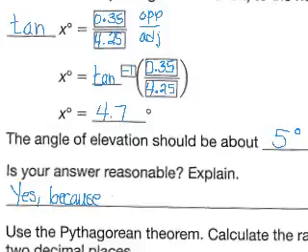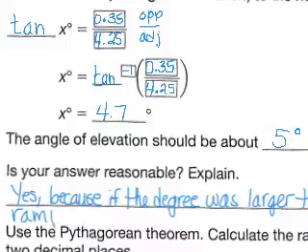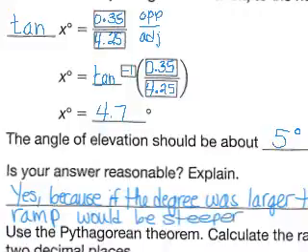Because if the degree was larger, let's put it this way, the ramp would be steeper. And if you're making a ramp for a wheelchair, you do not want a steep ramp at all.